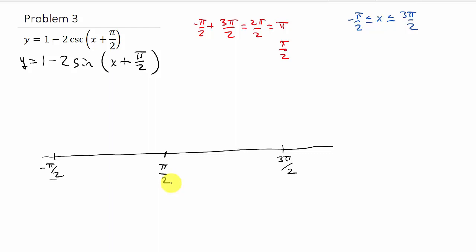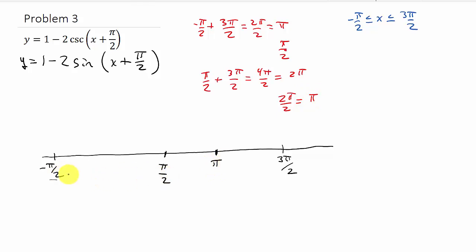Alright, now let's get the midpoint between pi over 2 and 3 pi over 2. Same thing, just add them up. I get pi over 2 plus 3 pi over 2, and that's 4 pi over 2, which is 2 pi. And then I halve that, so 2 pi over 2 is pi. And so this would be pi.